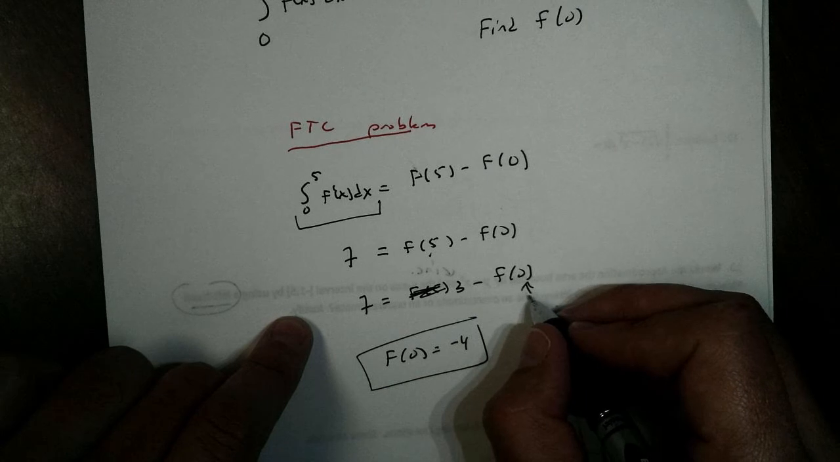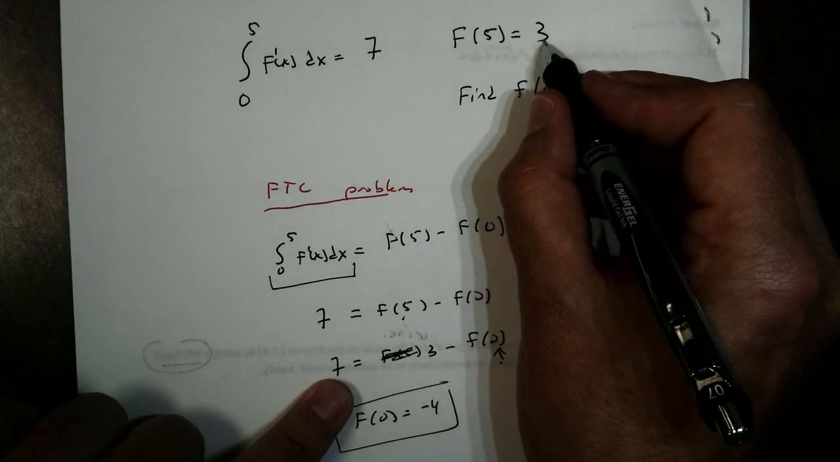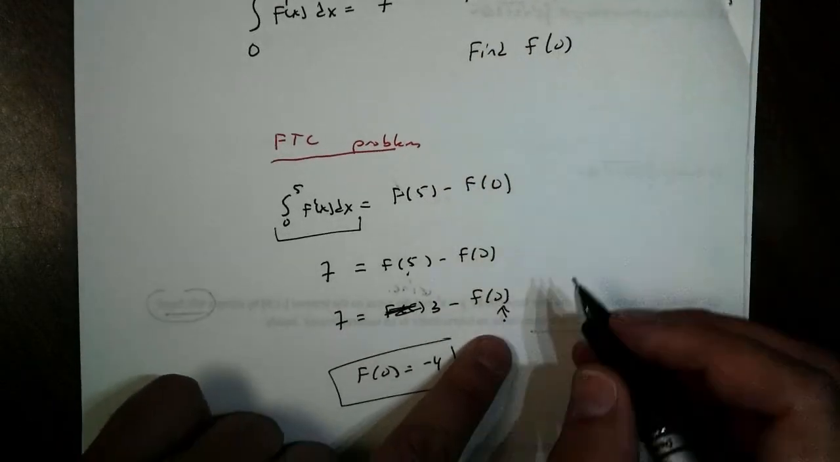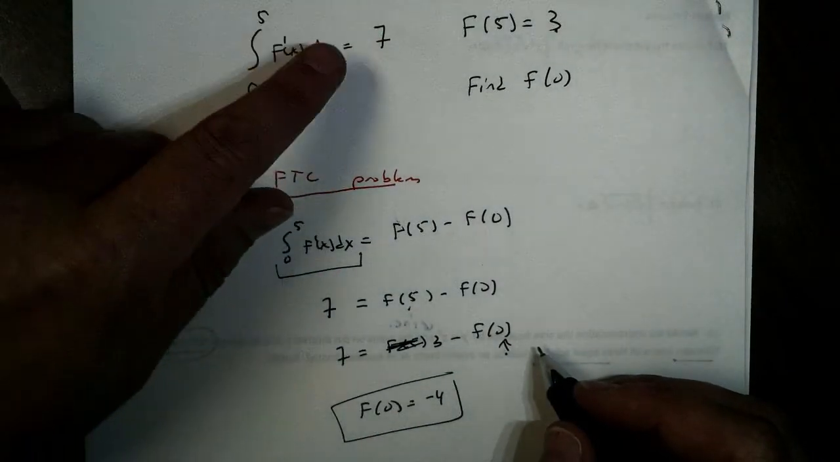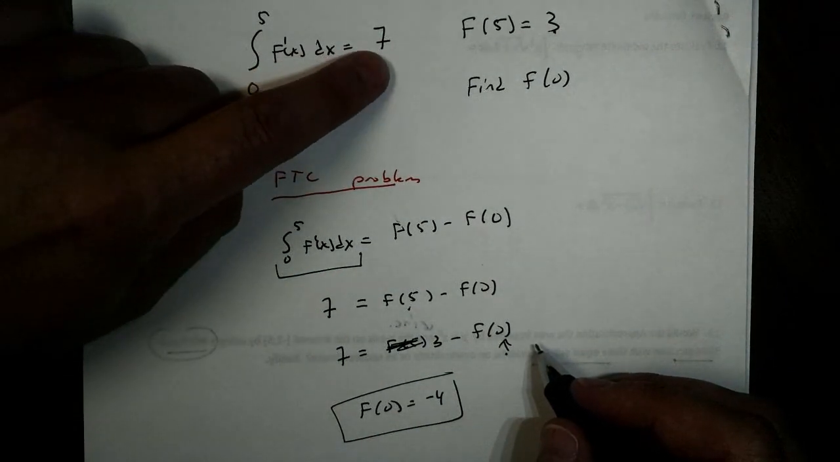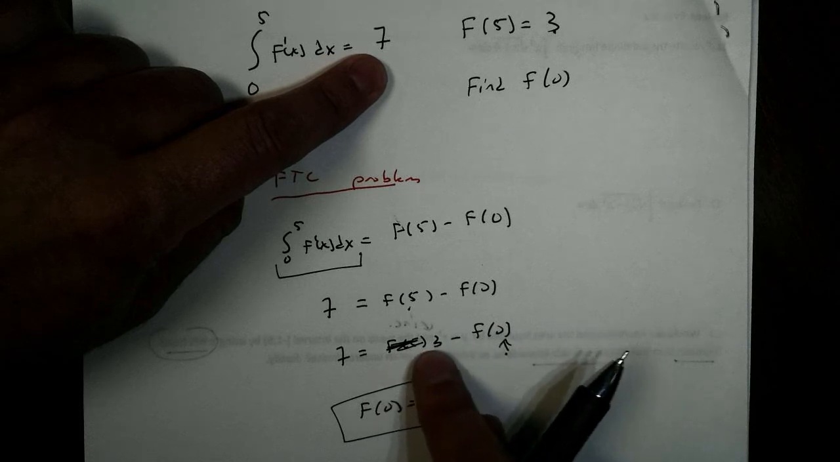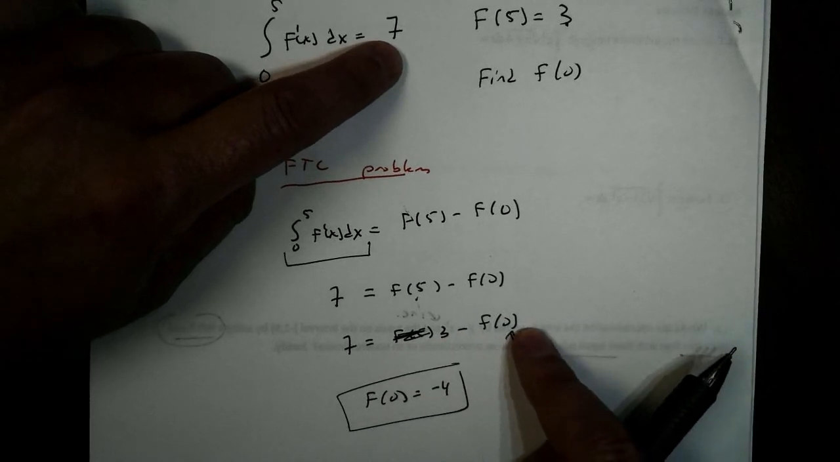So there I have my starting point. They give me my ending point, right here where I end, and there's my starting point. Now, if you think of this as displacement, this says I've covered 7 feet. Well, I ended up at 3 feet. Where did I start? At negative 4 feet.